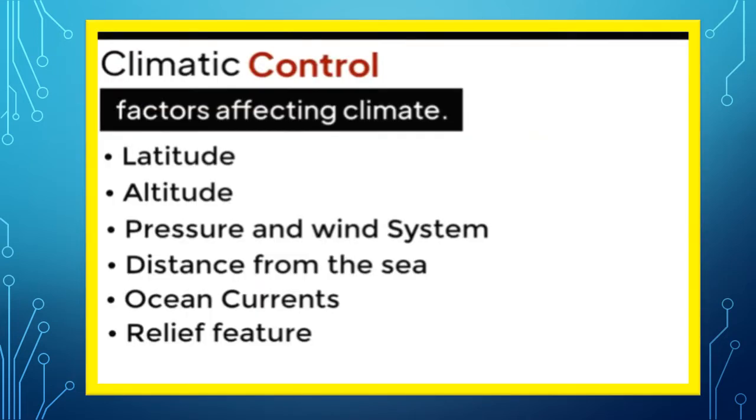Now children, let us understand the factors which affect the climate of any place. They are called climatic controls. What are the factors that affect the climate of any place? We are going to learn about all these factors. They are latitude, altitude, pressure and wind system, distance from the sea, ocean currents, and relief features. So we learn about these 6 factors that affect the climate of a place.